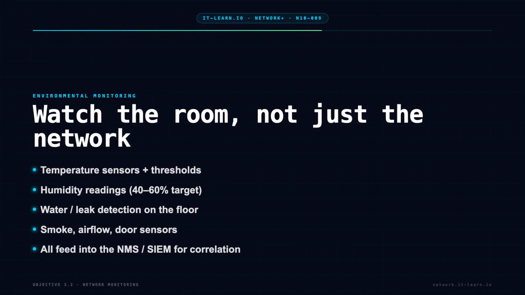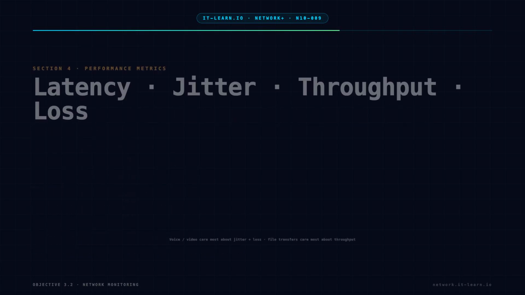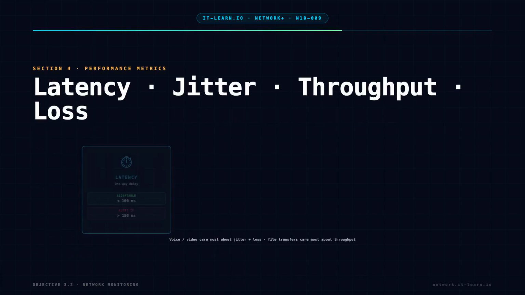Environmental monitoring tracks physical conditions in data centers and server rooms. Sensors monitor temperature, humidity, water leakage, and door access. SNMP-capable environmental monitors can send alerts when conditions exceed thresholds. This is critical for preventing equipment damage due to overheating or other environmental issues.